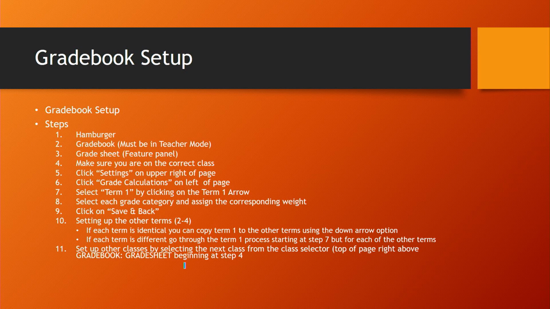So I'll select my class. Then I'll click on Settings on the upper right hand portion of the page. From there, once the page refreshes, I'm going to click on Grade Calculations on the left part of the page. Then I'll start working on my Term 1. Once I open up Term 1, I will select my grade categories and weights, and I will save them. And then I'm going to show you what your options are for the rest of the terms and the rest of your classes. All right, let's go ahead and give this a go.